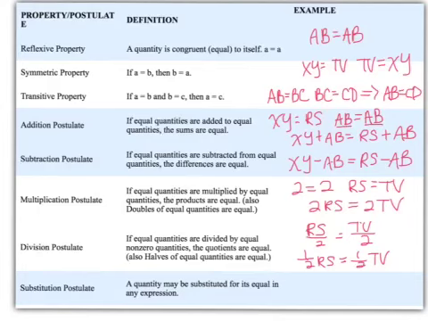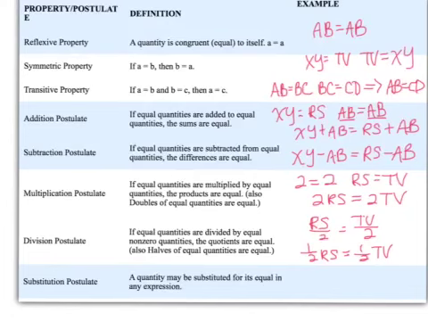Finally, we have the substitution postulate. So this states that a quantity may be substituted for its equal in any expression. So let's say I give you that AB equals BC, and I give you AB plus BC equals AC. Well, you could substitute in BC for AB and rewrite it as BC plus BC equals AC, which would mean that 2BC equals AC, and you could solve whatever question was being asked from there.